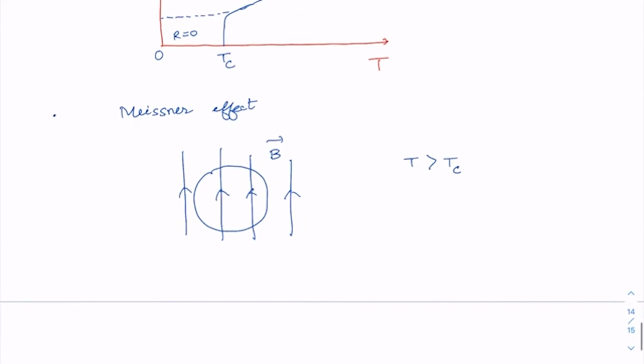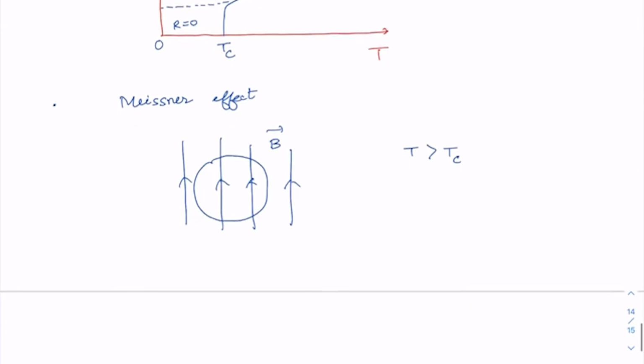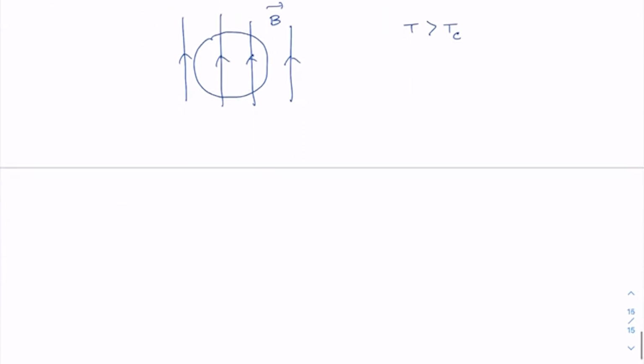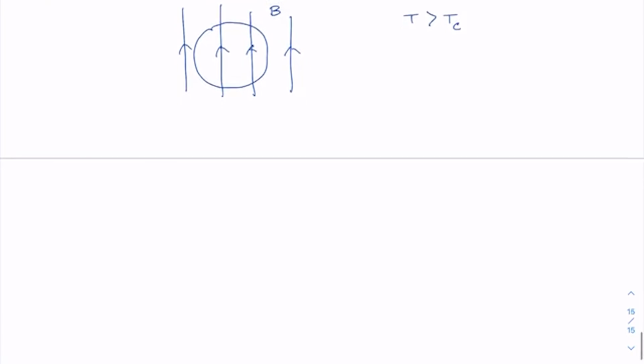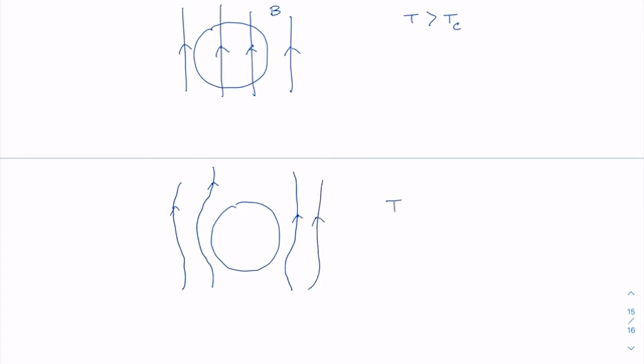Now the question is, what happens if the temperature is lowered below Tc? Then what was observed experimentally was that these lines of force are completely expelled from the metal when it becomes a superconductor. So this is what happens if we go to T less than Tc. Okay, pardon my diagram. So I hope you are getting the idea.